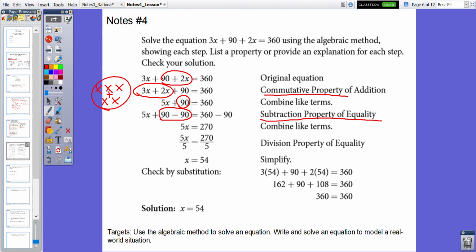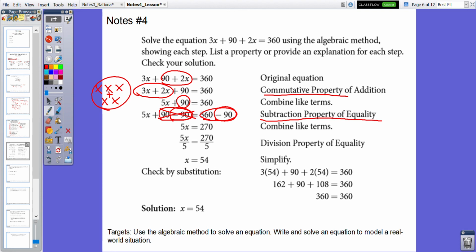go away. Now, an important general property of an equation is that whatever you do to one side of the equation, you have to do to the other. So where I subtract 90 on one side, I also have to subtract on the other. Now, this helps out because 90 minus 90 is 0. So these 90s will go away just like that. And then I can combine 360 and 90 to get me 270. Okay? Now remember, this is 5 times x.